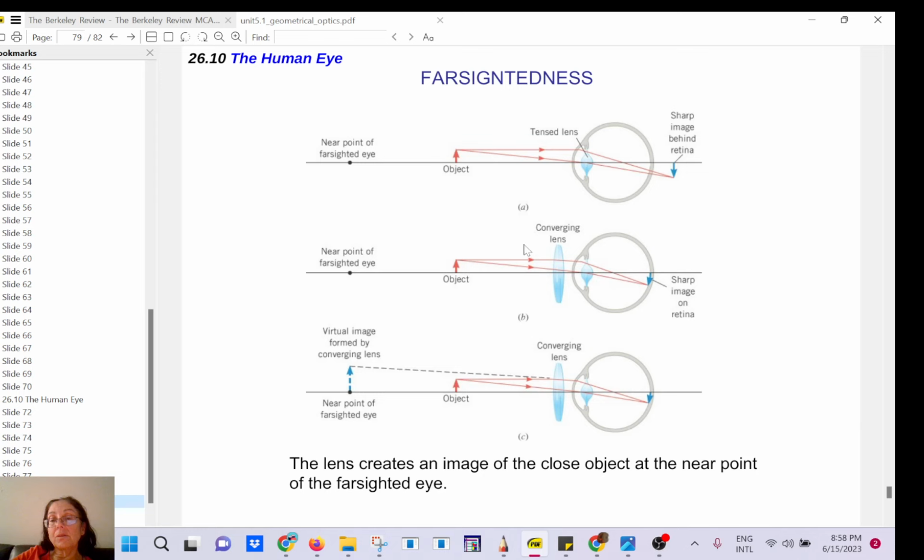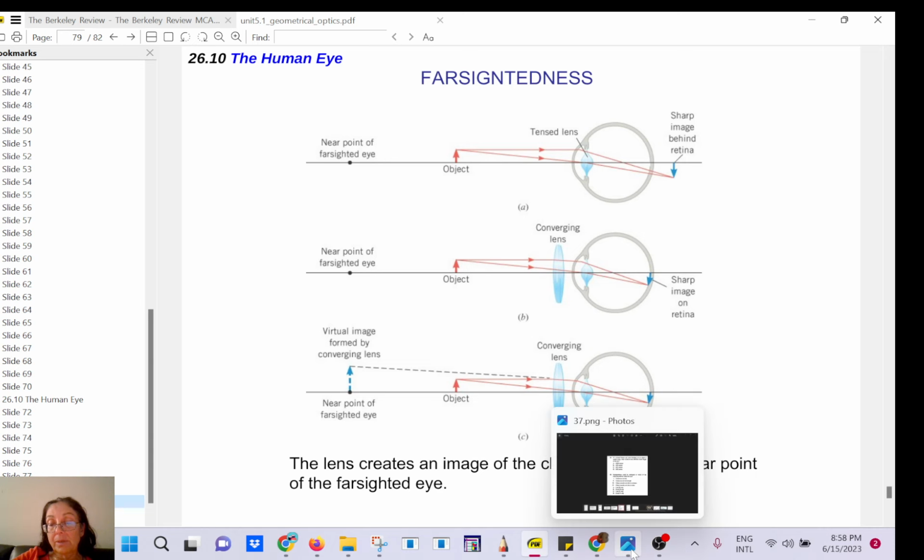If you cannot see close, that means two reasons. Either the muscles are unable to contract, right? Because you are getting old, or maybe your eye here is squeezed in this direction, right? So you are missing the image there. So let's look at the answer.